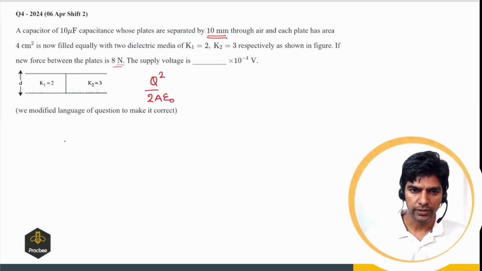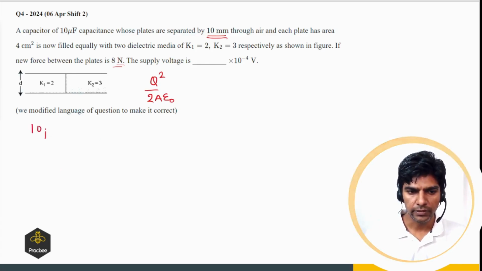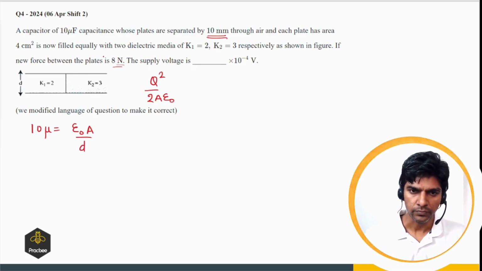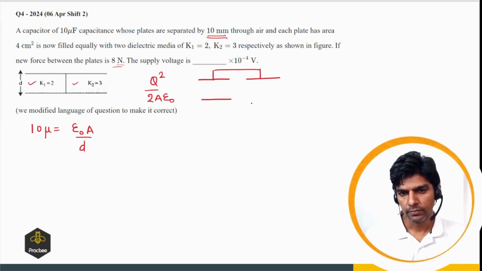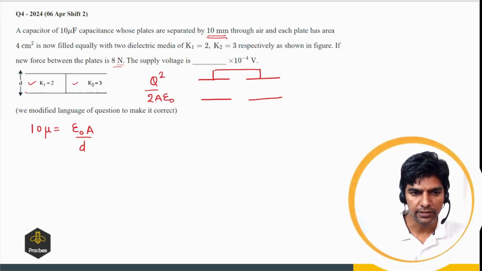But this arrangement, okay, let us first find the original capacitance. So 10 microfarad is epsilon naught times area A divided by D, right? So this is given as 10 microfarad. And these two capacitors are connected in parallel, right? So we can say we have two capacitors like this, and they fill the space equally. So we can say this area is A by 2 and this is also A by 2, right?